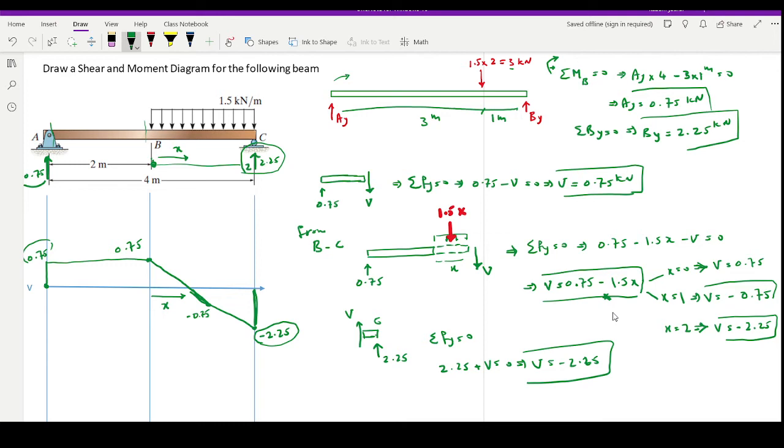I'm going to use another x to show it. This x is where my V is 0, because you can see that V at this point is 0. To find it in this equation, I assume that V is equal to 0, and from there I can find that x. So V is 0. That means that 0.75 minus 1.5x is equal to 0. That means that x is equal to 0.75 divided by 1.5, and that's going to be 0.5 meters.